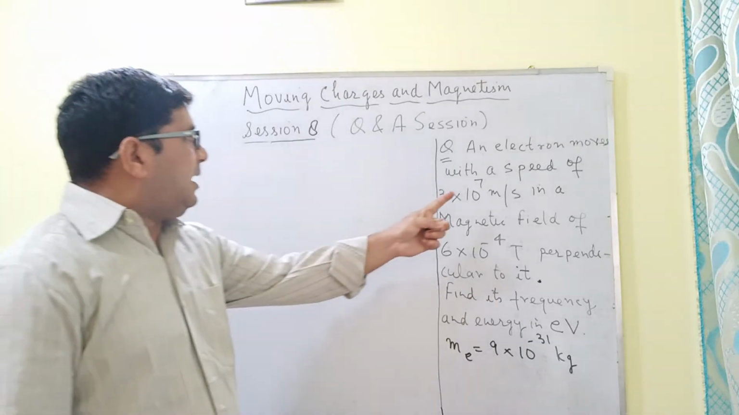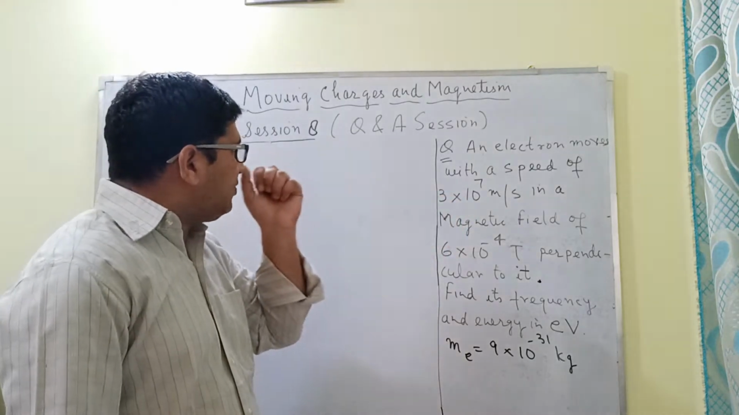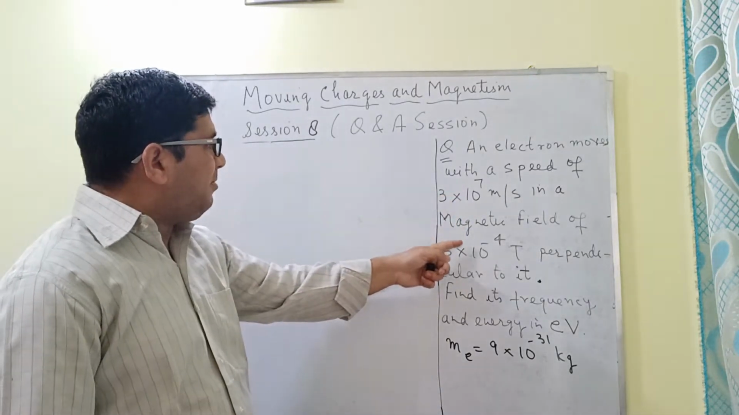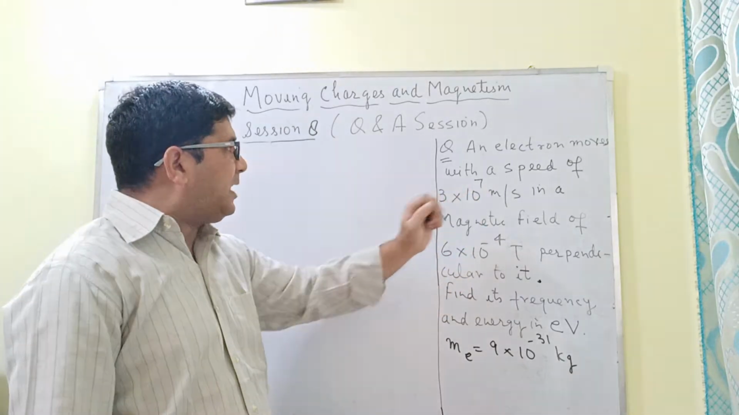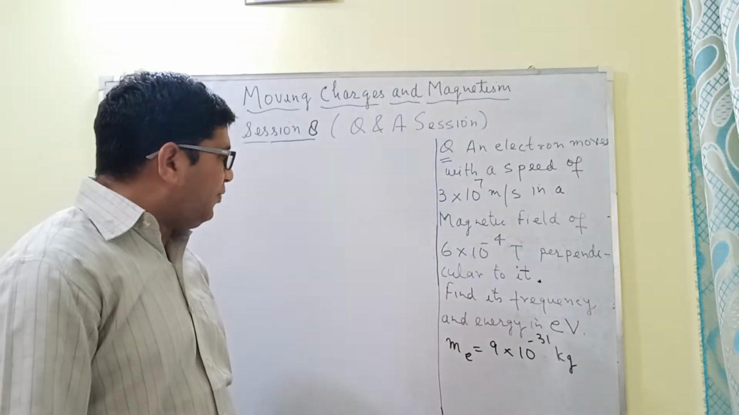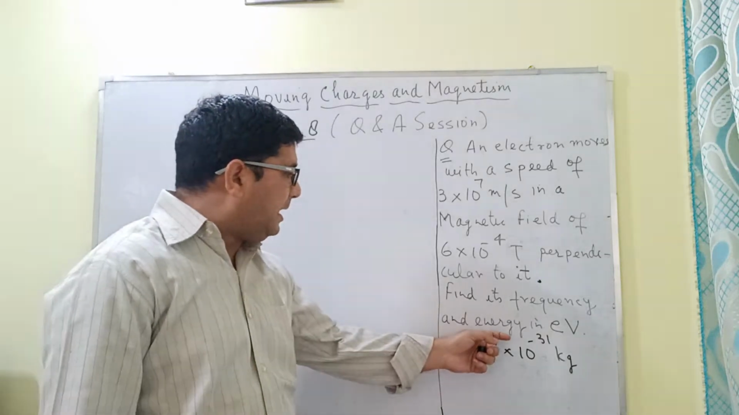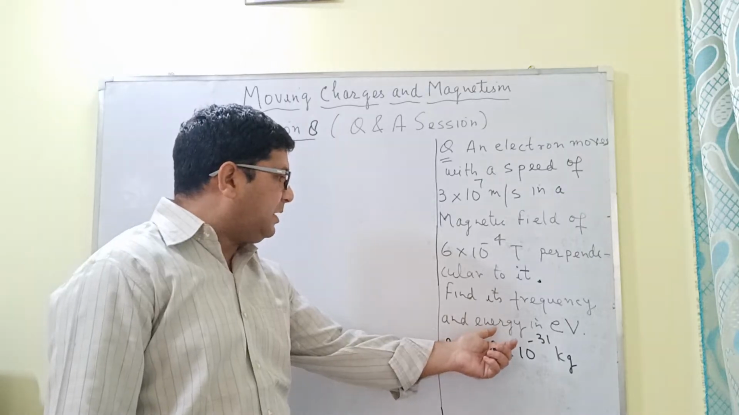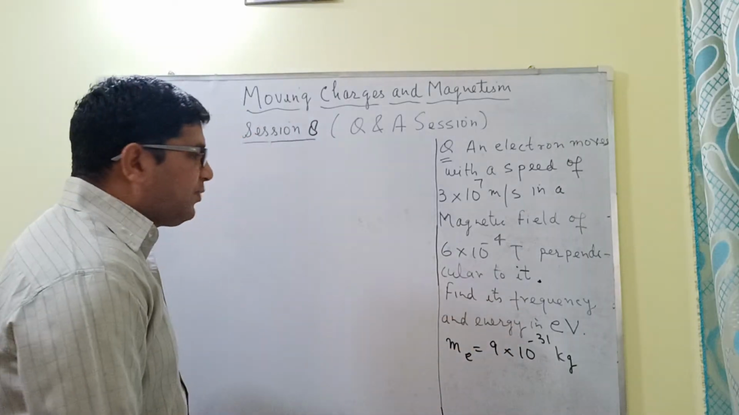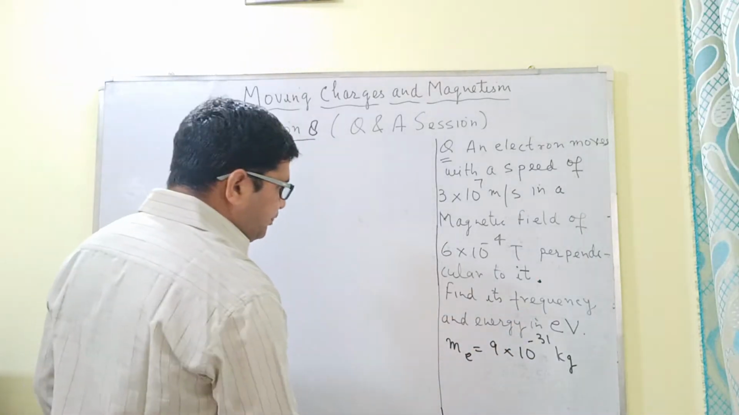So the question is: an electron moves with a speed of 3 into 10 to the power 7 meter per second in a magnetic field which is perpendicular to the direction of motion of this electron. So we have to find the frequency and the energy of this electron in electron volt. Energy has to be found in electron volt, and we will be finding this frequency in hertz.